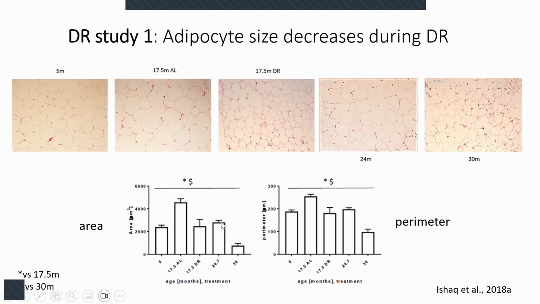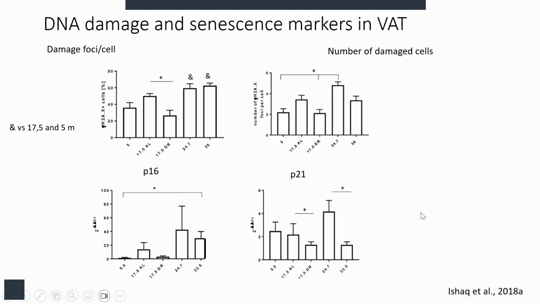They don't increase more, and at 30 months they even shrink. And this is analyzed by both area and perimeter. So for the DNA damage and senescence markers, here you can see the same time points. Again, there is an increase at the ad libitum fat for mice which are older, roughly 1.5 years. However, the DR indeed decreases this DNA damage, while even higher ages have a small but continuous rise.